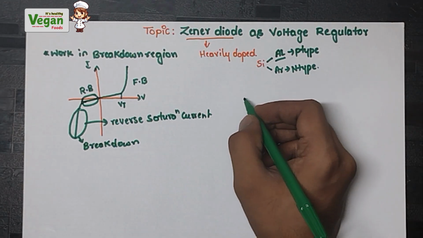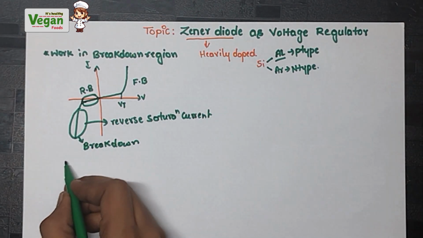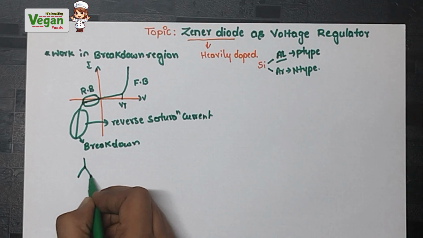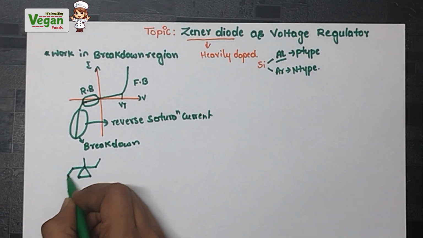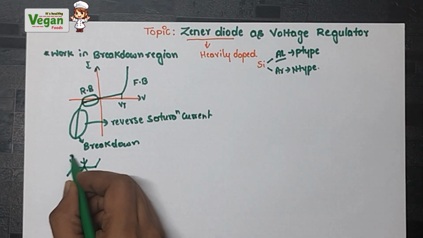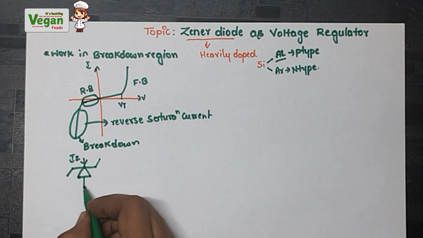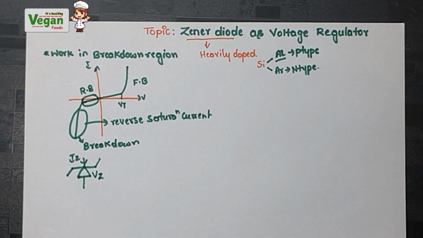So let's see the representation of the Zener diode. The Zener diode will be represented like this. The current flowing through it is IZ. IZ means Zener current, and the voltage across the Zener diode is called VZ, that is, the Zener voltage.